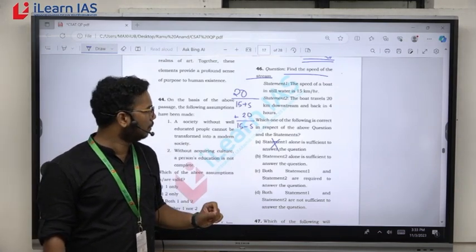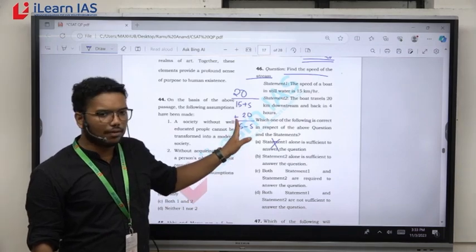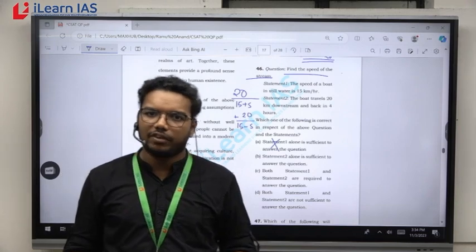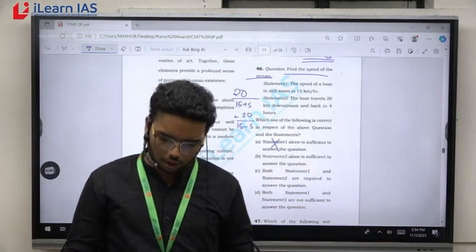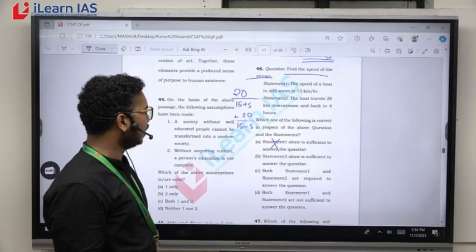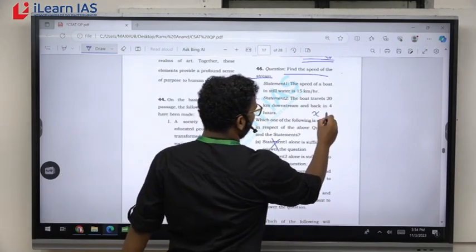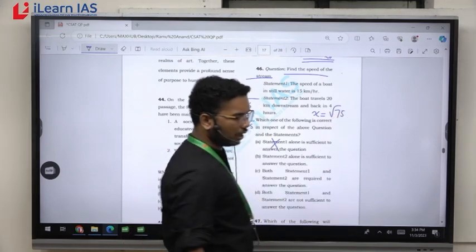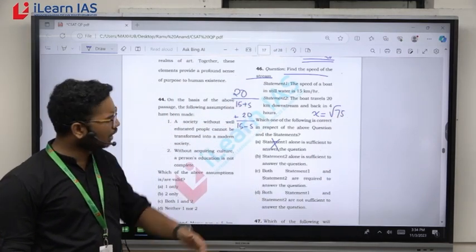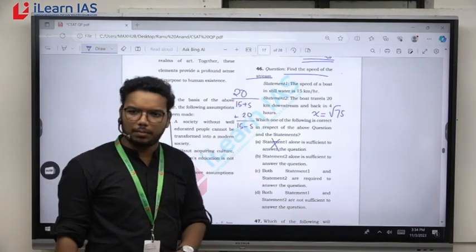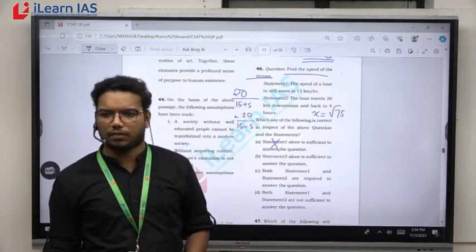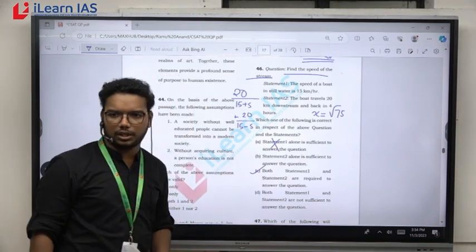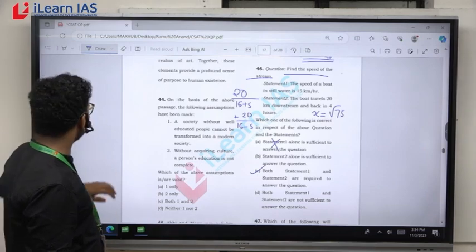So what can we find? We have only one variable and only one equation, so we can solve the equation and get the speed of the stream as root of 75. Basically, you can just do this. There is only one variable and one equation, so we can solve it. So the answer is both S1 and S2 are required to answer the question. Next.